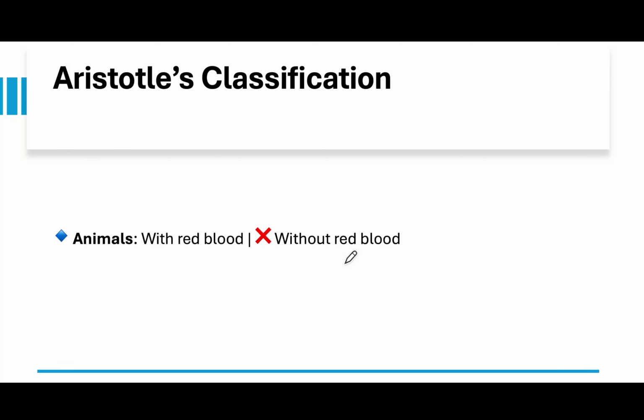Very simple question, right? So animals with red blood cells, animals without red blood cells, these are what?